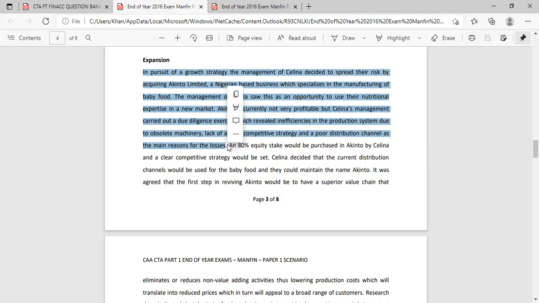acquiring this company makes strategic sense, okay? So remember, you can expand in two ways. You can expand organically, or you can expand inorganically. Inorganically is by doing mergers and acquisitions. Okay, so this is an acquisition or a merger. So this is an inorganic expansion.